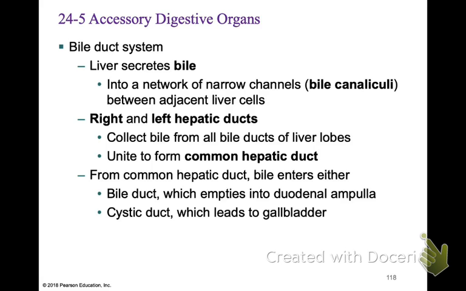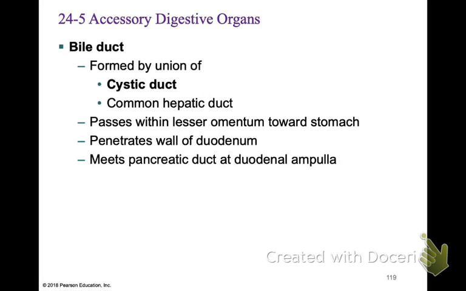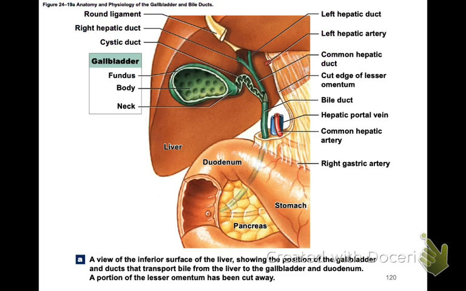hepatic ducts, and they unite to form a common duct, which then joins with the cystic duct, which leads to the gallbladder, and that common hepatic duct and cystic duct form the common bile duct, and that's what dumps in with the pancreatic duct at the duodenal papilla. The duodenal ampulla. So, that was a lot.